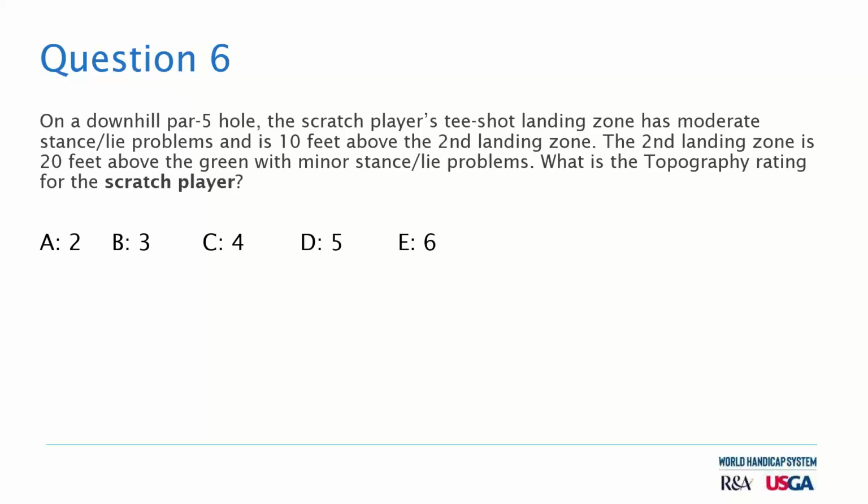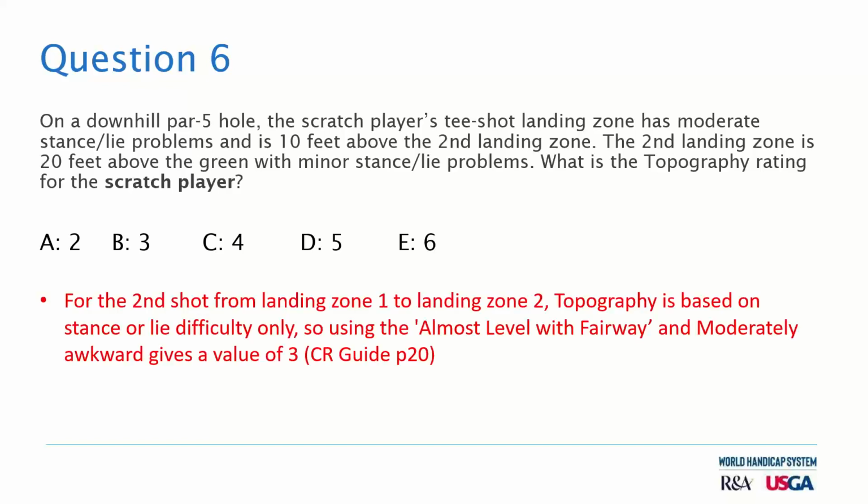To question 6 here. On a downhill par 5 hole, the scratch player's tee shot landing zone has moderate stance and lie problems and is 10 feet above the second landing zone. The second landing zone is 20 feet above the green with minor stance and lie problems. What is the topography rating for this scratch player? For the second shot from landing zone 1 to landing zone 2, topography is based on the stance or lie difficulty only. So using almost level with the fairway and moderately awkward gives us a table value of 3.